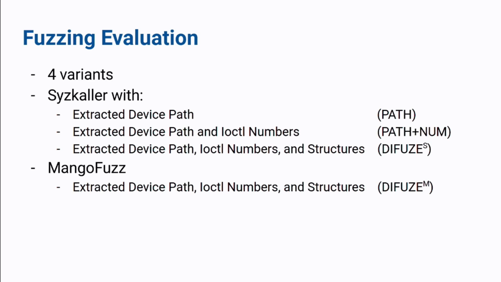And so we were able to interface with it. We gave Syzkaller just the device path, which would just be the device name and the ioctl numbers, and then the full device info, which would be the device name, ioctl numbers, and the structures associated with it. And we also ran our fuzzer, MangoFuzz, with the full interface info.